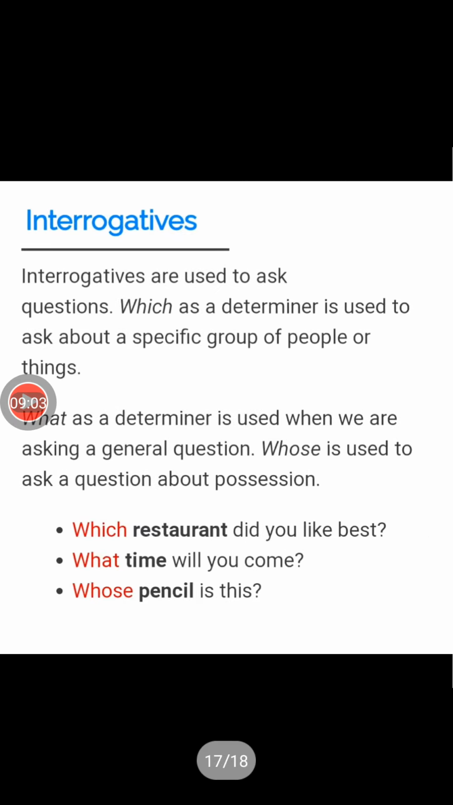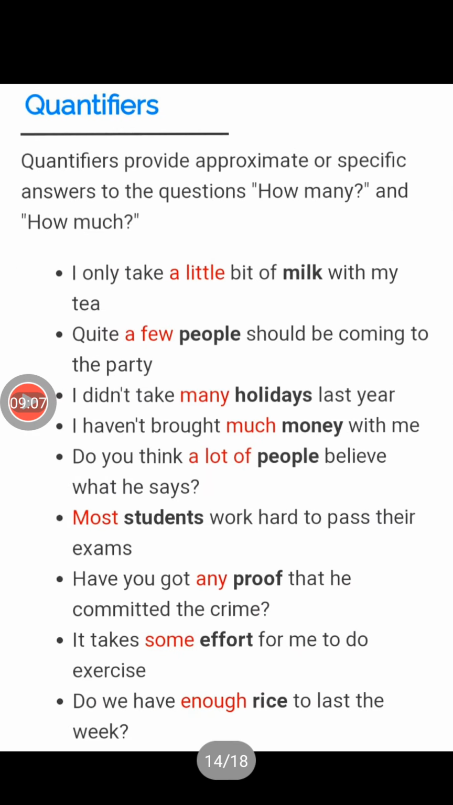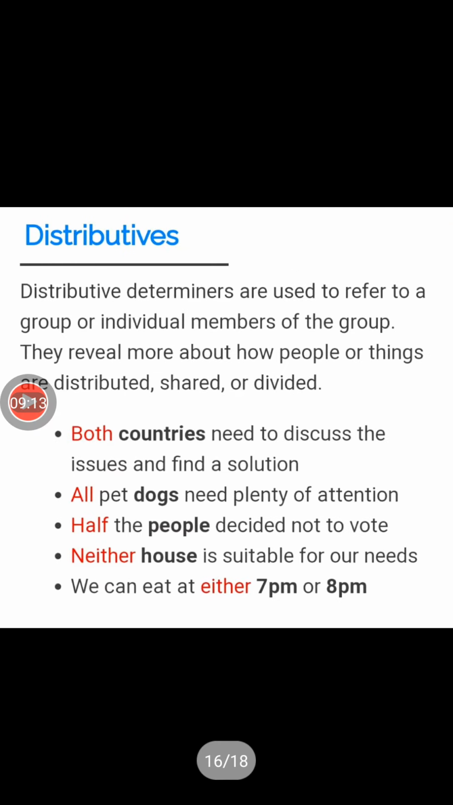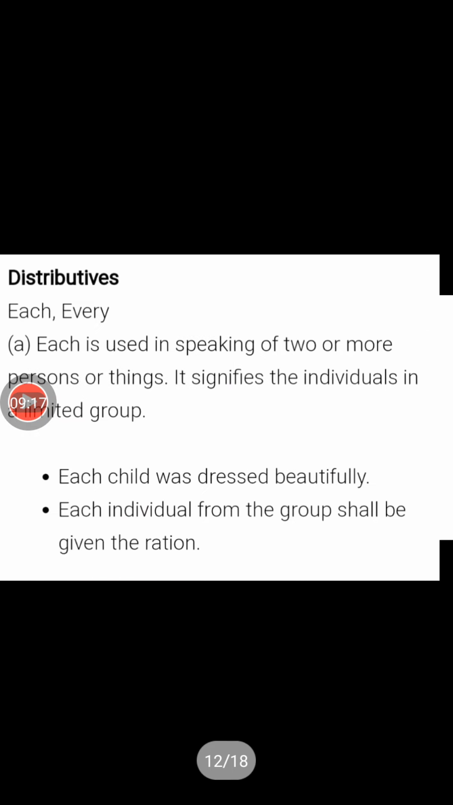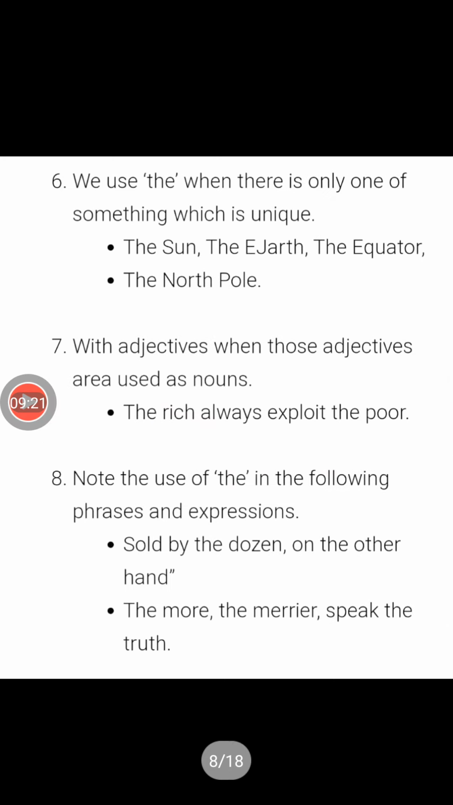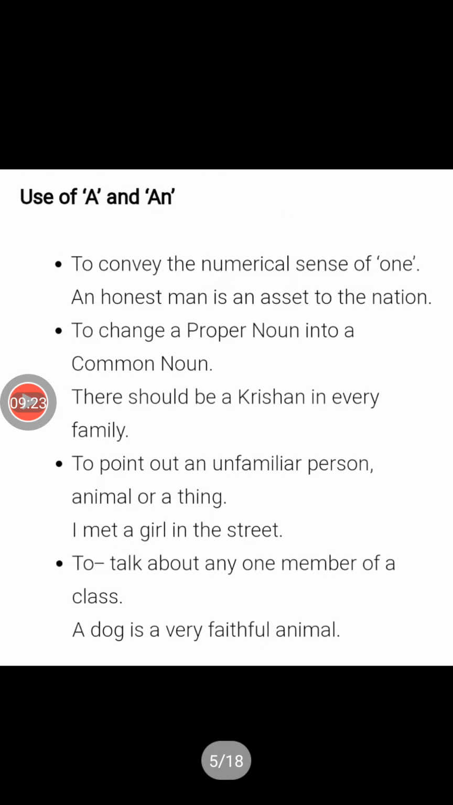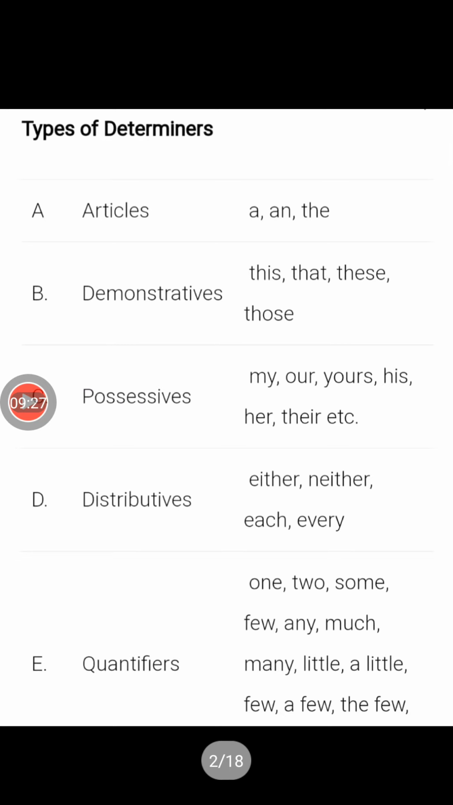So this is how we have seen the types of interrogatives, quantifiers, articles, numbers, distributives, and possessive nouns, demonstratives, and covered the topic of determiners. I hope you have understood the topic well.